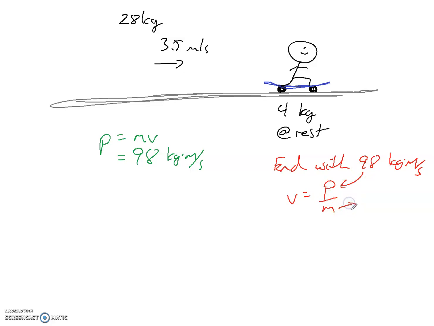And for mass, now that they are together, they become one mass, moving off together. So this would be 32 kilograms instead of just the 28 or the 4. So we'll take the 98 and divide that by the combined mass of 32. And they are going off at about 3.06 meters per second. So a little bit slower than before, not a whole lot slower because the skateboard isn't very heavy compared to him, but they will slow down a little tiny bit.